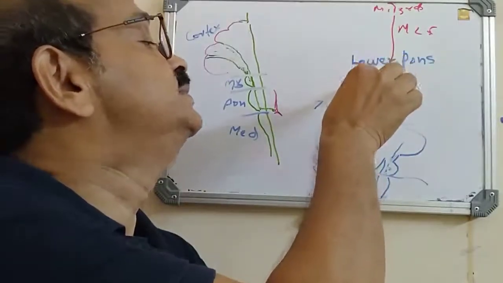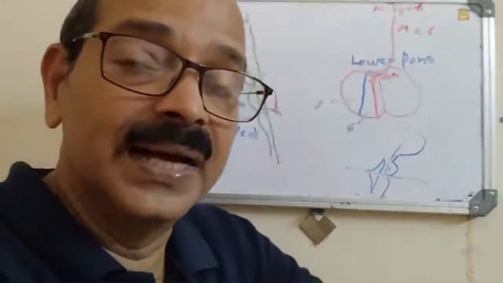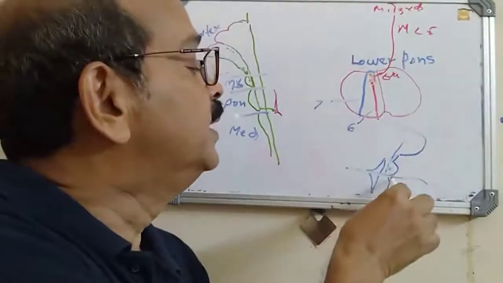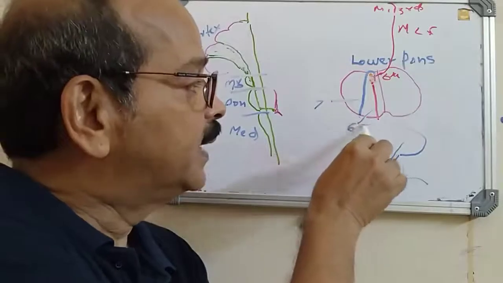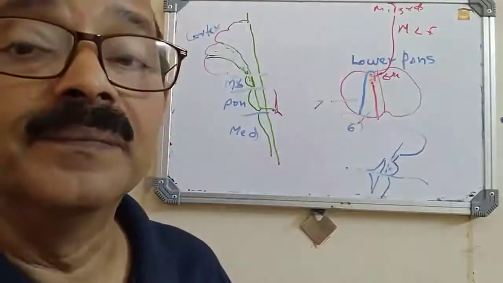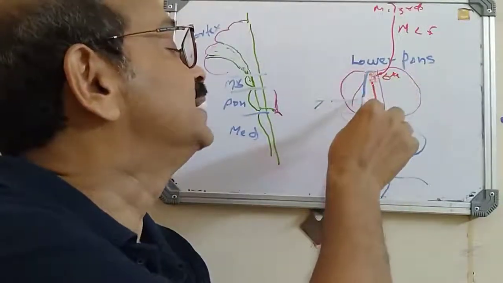Then it goes down, out, downwards, and it exits at the pontomedullary junction on a little lateral part. Here it exits out, the facial nerve. So from here onward, this is the course of the facial nerve.